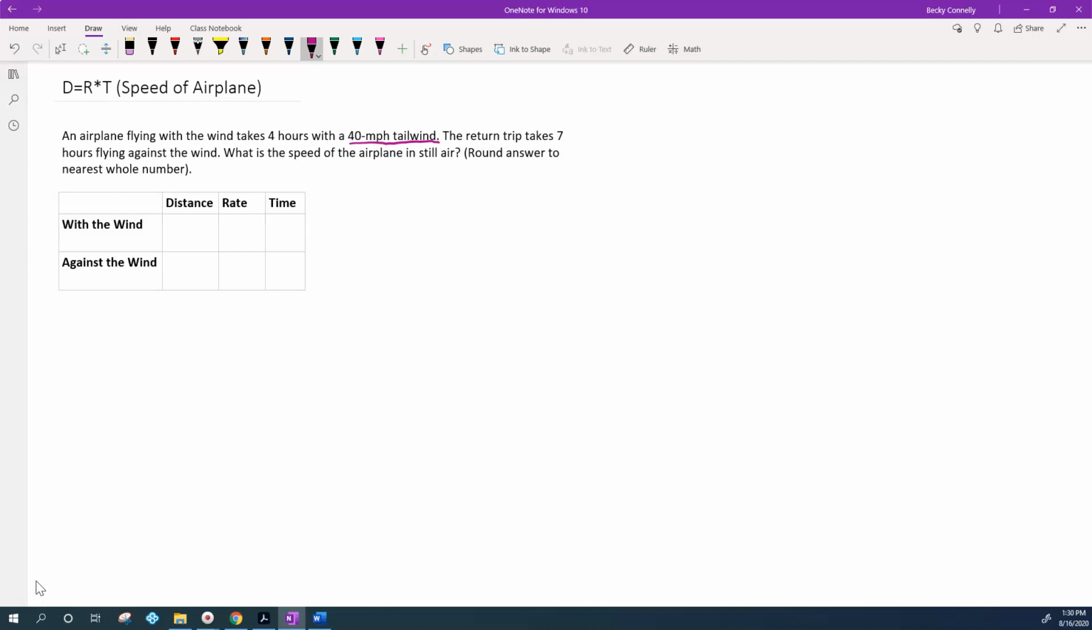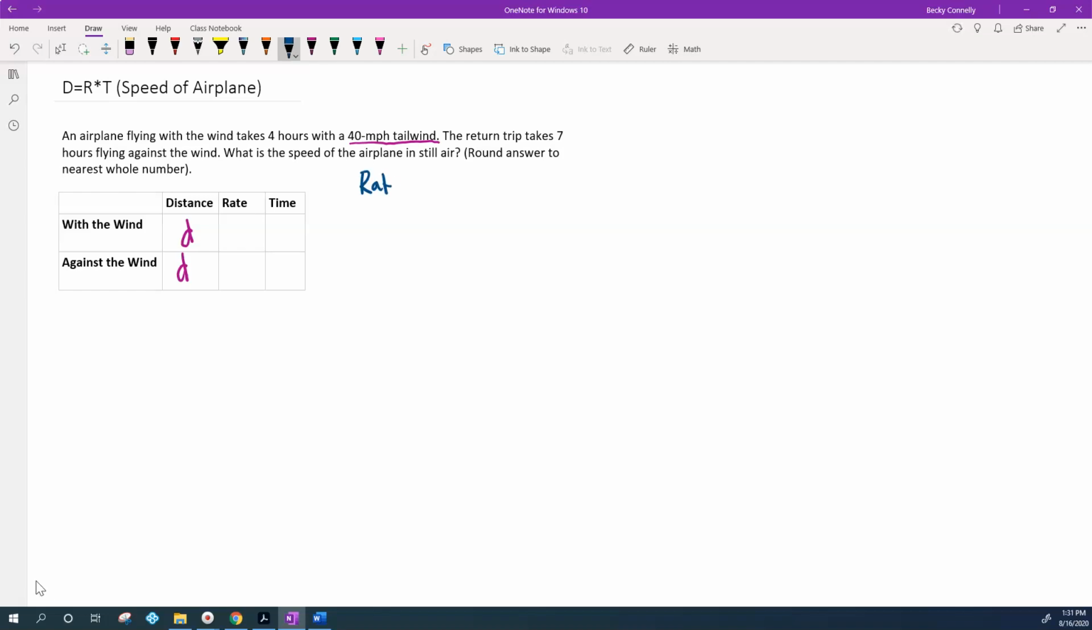I like to use a table when I'm setting up these types of problems. I have the distance, rate, and time along the top, and along the left side I have the information about with the wind and against the wind. The distance on this is an airplane flying to a destination and then flying back, so this is going to be the same number of miles. We'll call the distance D, and we'll put D on both of those because we know it's going to be the same distance.